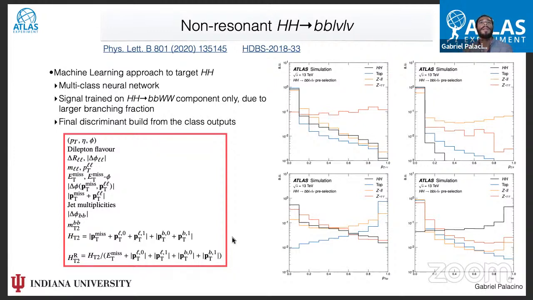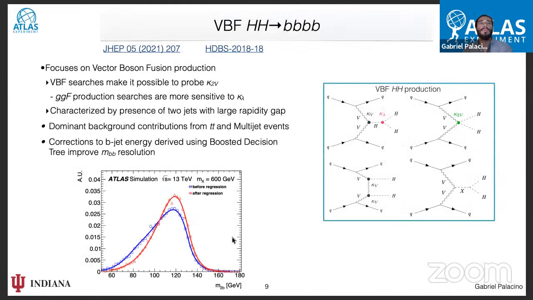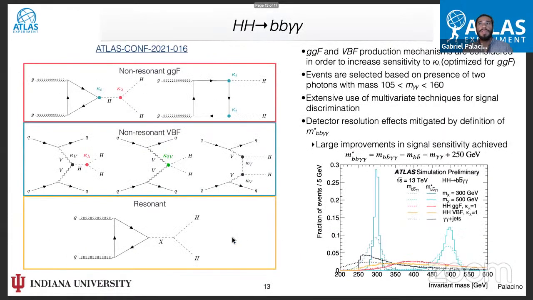The next one, which is the Higgs to 4b, in this case it was a BDT that I believe was implemented using TMVA. And the last one, which also has two types of BDTs, I believe they were also implemented using TMVA.